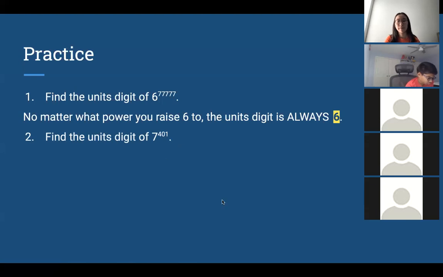Find the units digit of 7 raised to the 401st power. All right, so let's find the pattern for this one. 7 to the first power is 7, 7 to the second power is 49, 7 to the third power is 343. Okay, and then 343 times 7 is 2,401. Okay, and then if we multiply that by 7 again, the units place is going to end up being 7. So our pattern is repeating, and our pattern is 7931. So that's 4 numbers in this pattern.